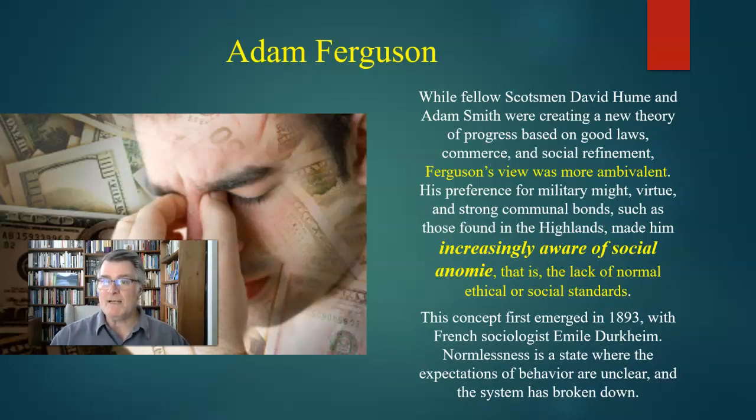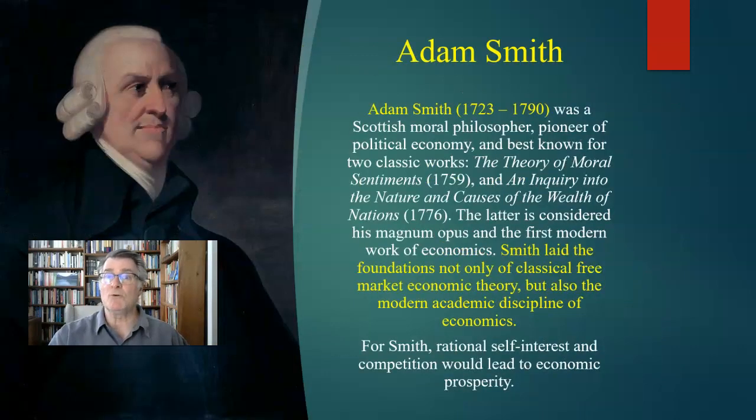So social anomie and normlessness, right? It's a state where expectations of behavior are unclear. The system starts to break down. Duties become more difficult to define. And our relationship to each other and to society is that much more difficult to predict and also to map out. So the second person we want to look at, another Adam, is Adam Smith.